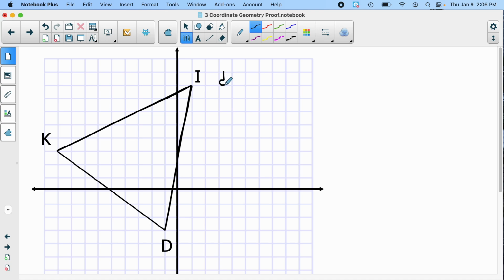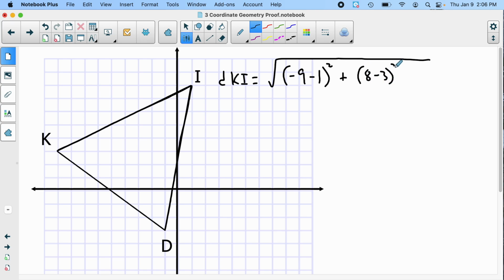So let's see, if I do the distance of side KI, I've got to do my distance formula. You can do Pythagorean theorem if you want. So I'm doing -9 minus 1, squaring that, and then doing 8 minus 3, squaring that. And when I do that, I get -10 that I have to square, and then I'm squaring 5. So that's going to equal 100 plus 25, the square root of 125.